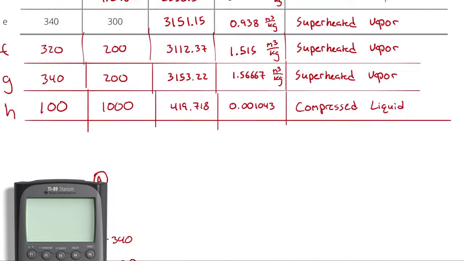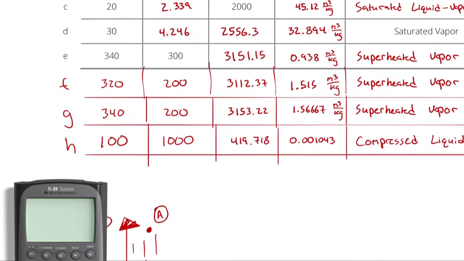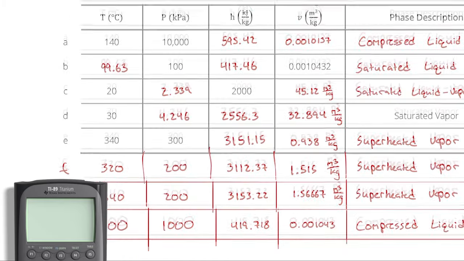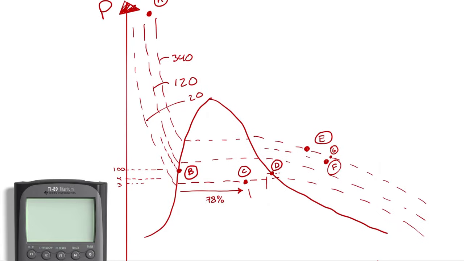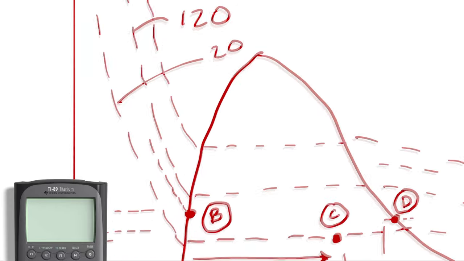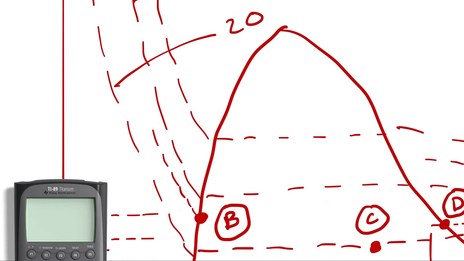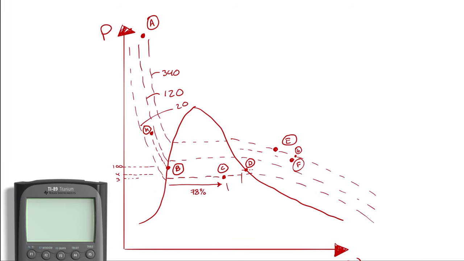And H was 100 degrees Celsius and 10 bar, which is 1,000 kilopascals, which should be... see 100 degrees Celsius. I'll put it right about here. And that's the relative position of all of these state points on a PV diagram.